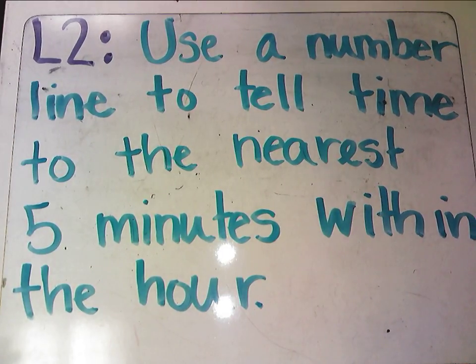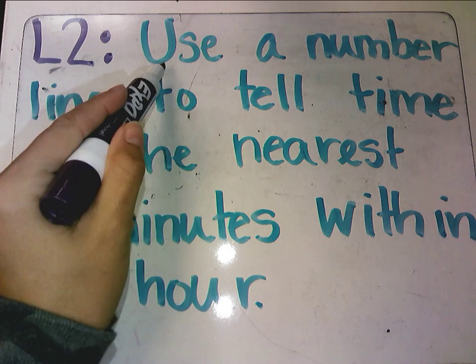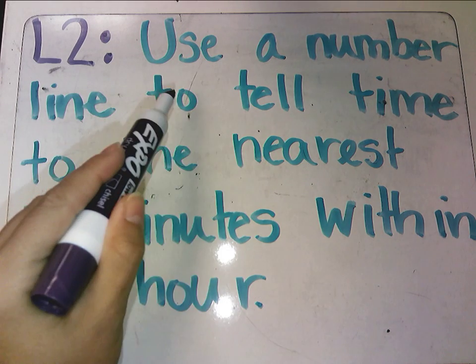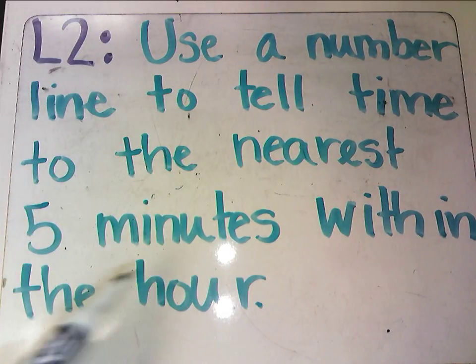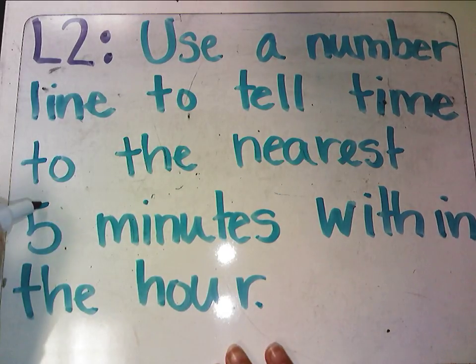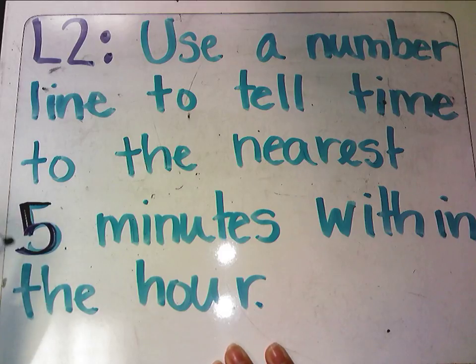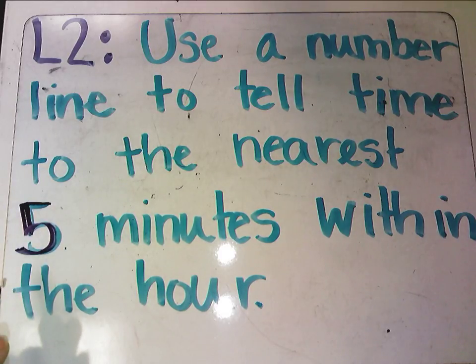We are moving on to lesson 2, and our learning target for today is to use a number line to tell time to the nearest 5 minutes within the hour. And again, we're working on our 5 times tables, so we will use what we know about that and use it on our number line today.